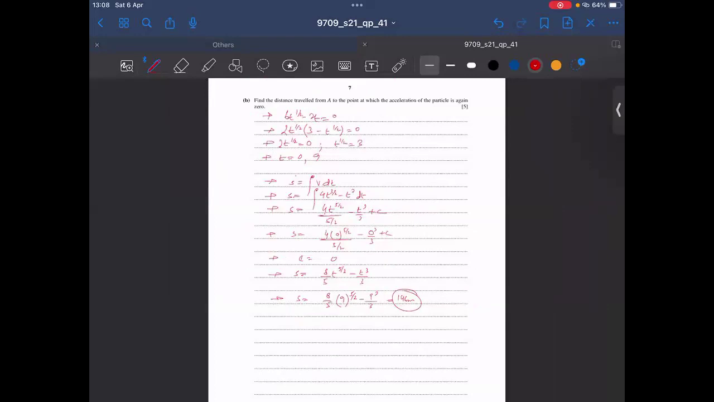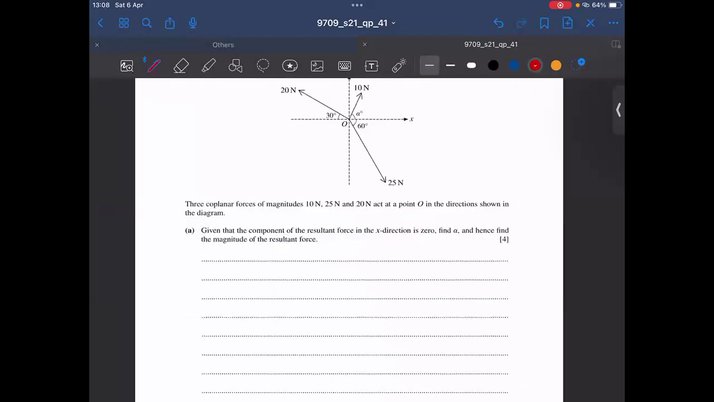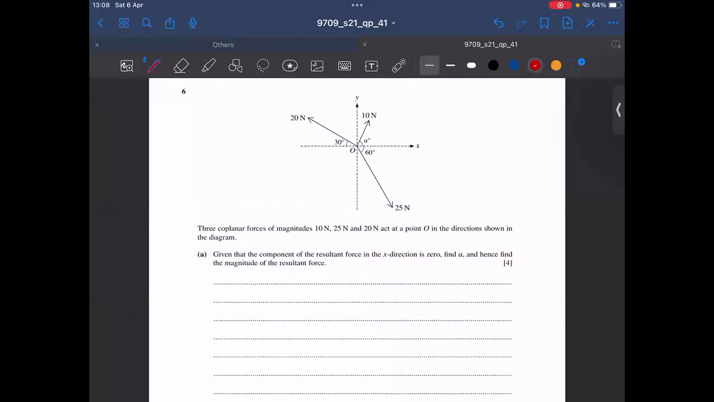Yes, sir. Yes, sir. Okay. Question 6. Hurry up. We have like 22 minutes. Three coplanar forces. Now this is quite easy. Given that the component of the resultant force in the x direction is 0. So let's first find out the expression for the resultant force in the x direction.